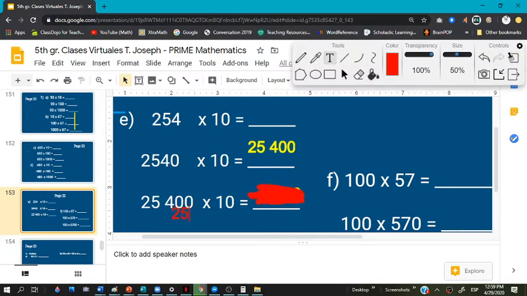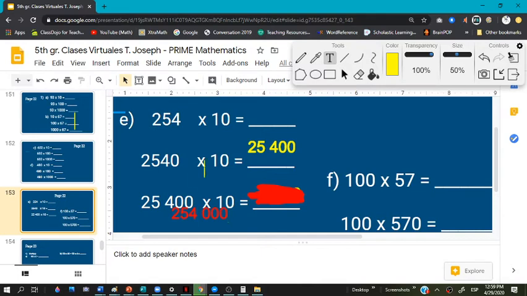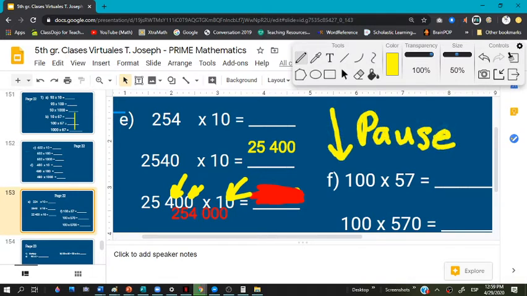2, 5. We're going to have 3 zeros in our answer. So 2, 5, 4, 0, 0, 0. I have 3 zeros in my answer because I have 3 zeros in my problem: 1, 2, 3. Okay, make sense? Let's do that last problem, letter F. Pause the video and try to do letter F on your own.